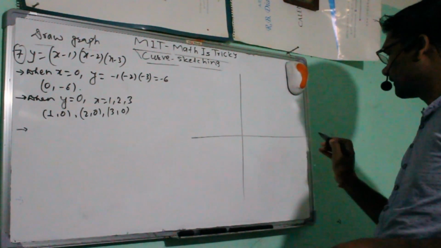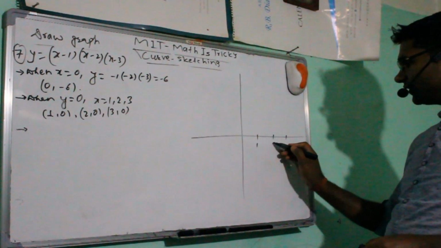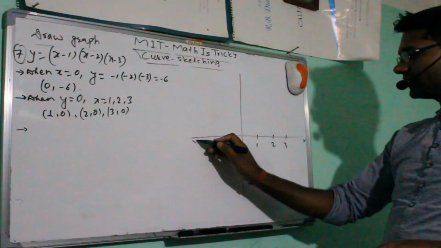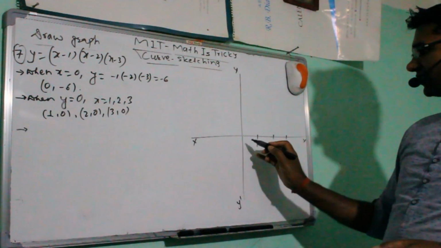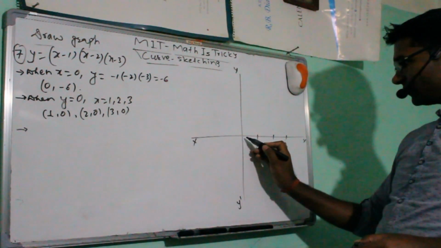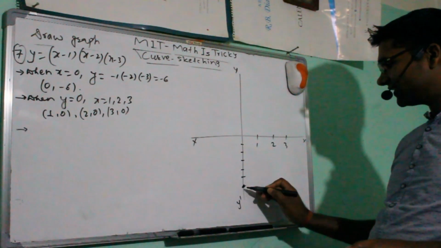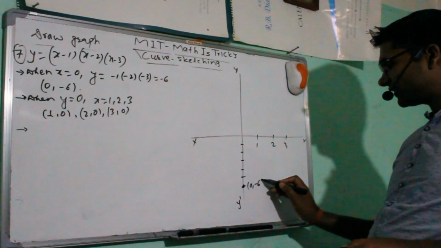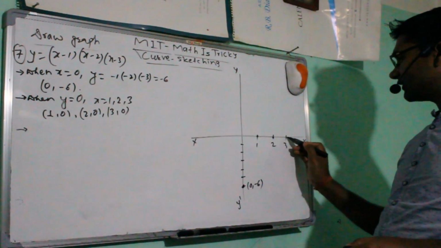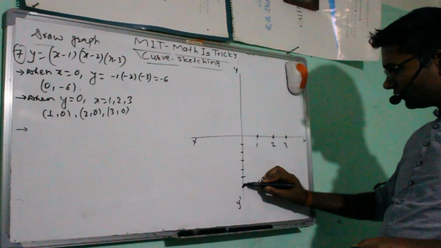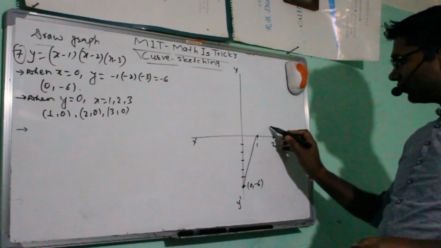So 1, 2, 3. 1, 2, 3. This is the x-axis, and then the y-axis. It is not passing through the origin, so (0, minus 6). First point: 1, 2, 3, 4, 5, 6. (0, minus 6) is here, isn't it? Now (1, 0), this point. (2, 0), this point, and this one is the third one. So let's join these. Now we don't know whether the graph will go up or down.